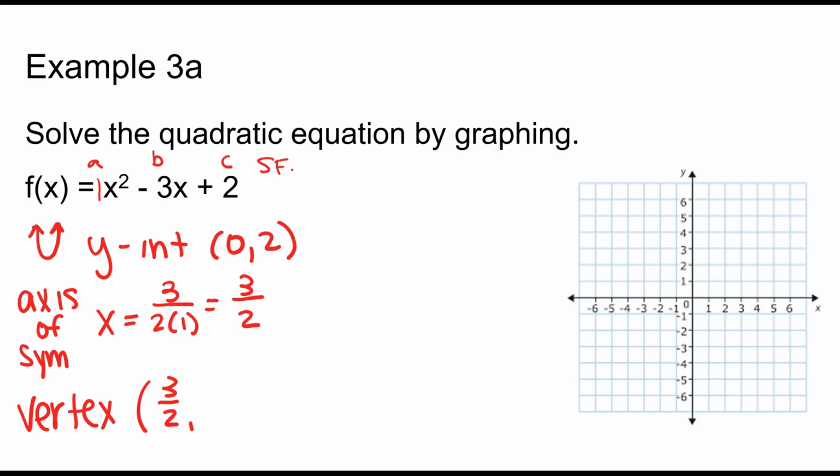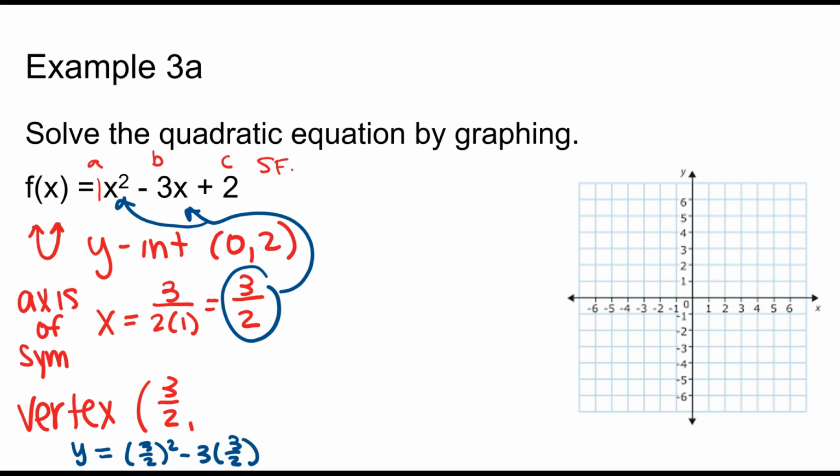And then we need to take this 3 over 2 and plug it in for x to find our y value. So that is y equals 3 over 2 squared minus 3 times 3 over 2 plus 2. Take a moment, pause the screen, and type it into your calculator. You get negative 1 over 4. Now we're graphing, so I'm going to change those into decimals here. We get 1.5 and negative 0.25.